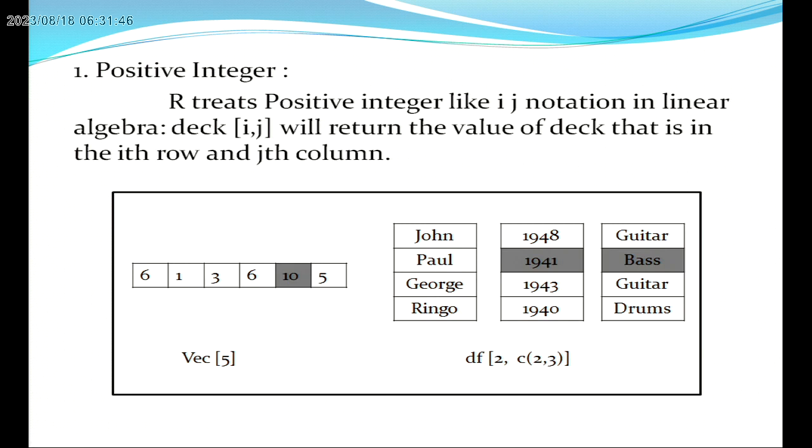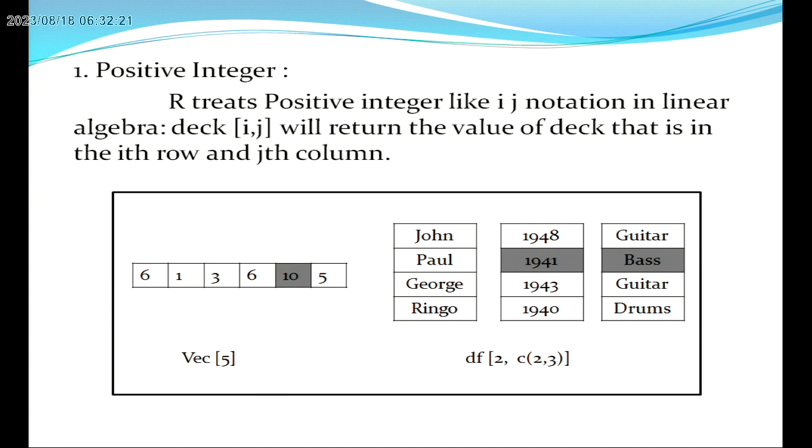What is a positive integer? R uses positive integers like the i and j notation in linear algebra. Example: deck[i, j] will return the value of the deck that is in the ith row and the jth column. For example, the following diagram has a vector of 5. It selects the value 5, so the vector position 5 holds the value, choosing the fifth element of the vector.